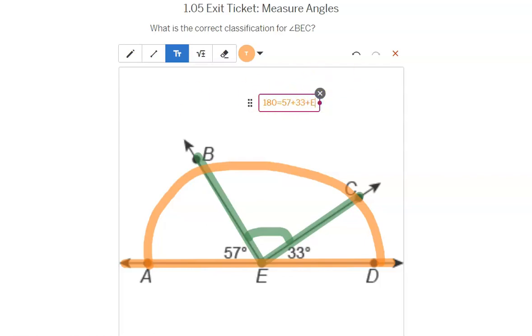Nice. Now I can move all of my variables to one side and all of my constants to the other side. So I'm going to say 180 subtract 57 subtract 33 is equal to E, and that tells me that angle BEC is equal to 90 degrees.